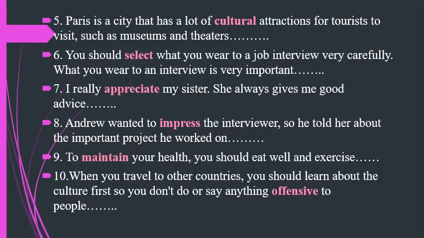Okay, 7 and 8 are very, very important. Why? There is a slight difference in the meaning between appreciate and impress. Okay, I really appreciate my sister. She always gives me good advice. To appreciate someone is to admire them, to like them, okay, to enjoy. We have the meaning here: to enjoy or to understand the value of someone or something.